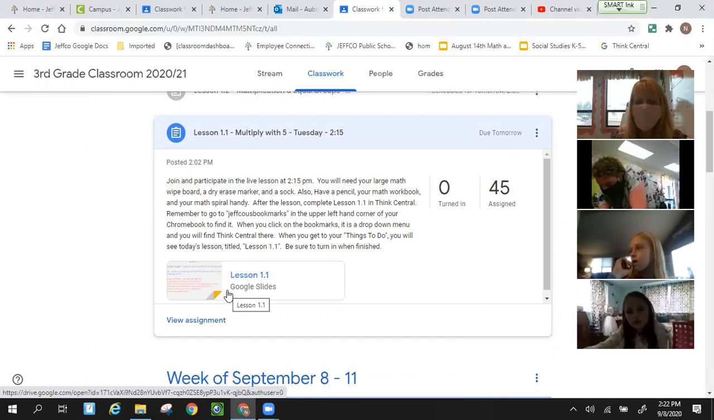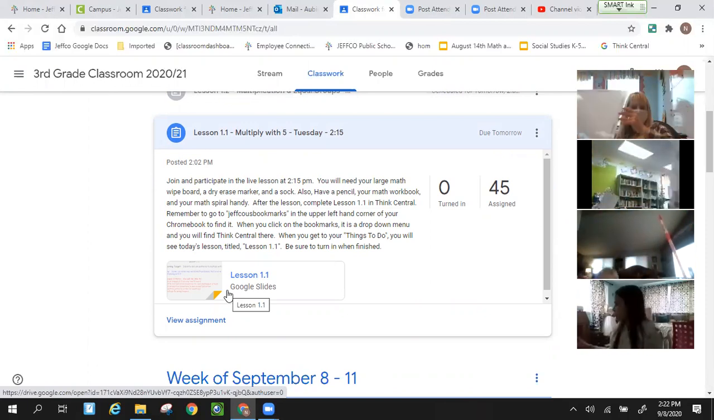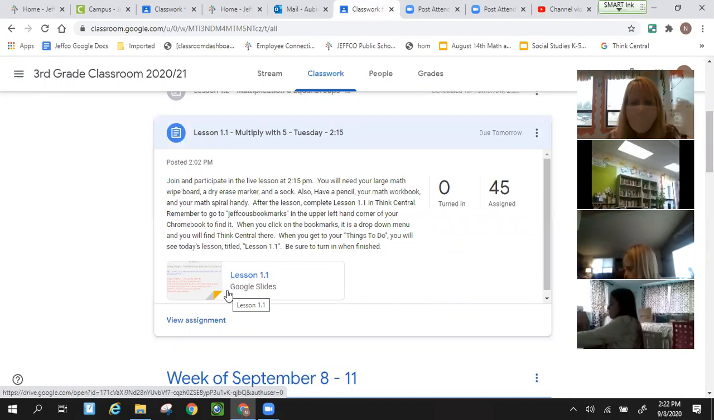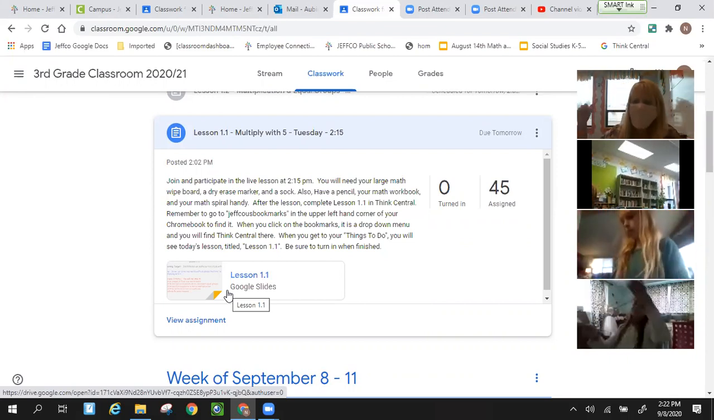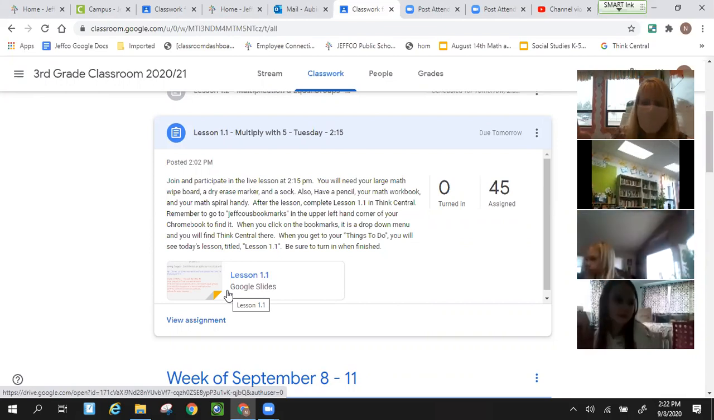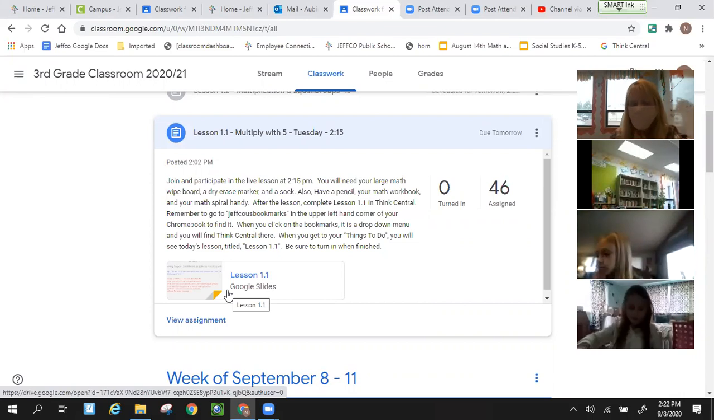So here's what you're going to need. You will need your large math whiteboard. It looks like this if you are at home. You will also need a dry erase marker and a sock. And if you are in person, you should be checking to see if you have these supplies. You will need a pencil, your math workbook, and your math spiral handy.